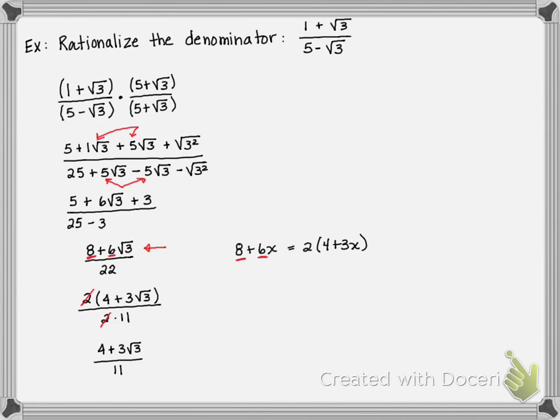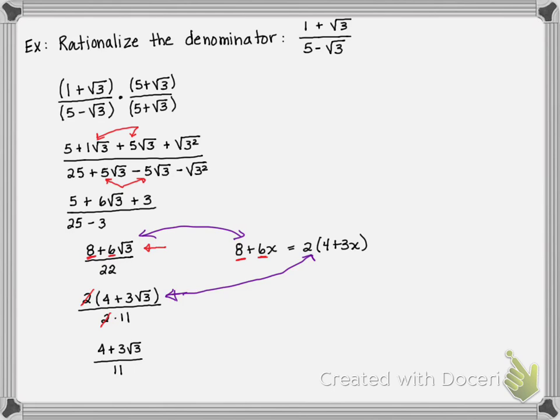So with the 8 plus 6x equals 2 times 4 plus 3x, did you do that first or what's below it first? Well, the only reason I wrote this is just to show you how I got this. Like that they're essentially the same. The factoring process is exactly the same.